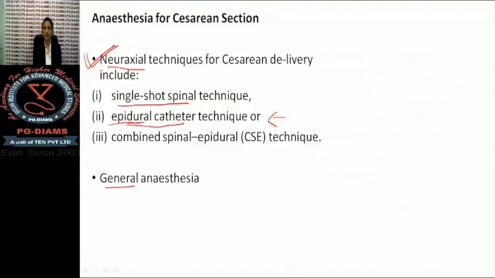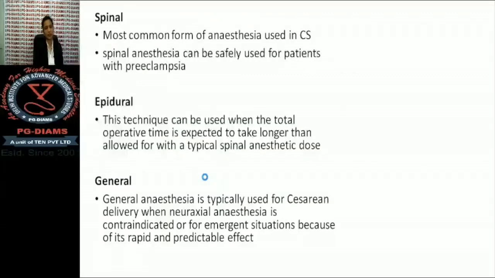For cesareans, what we prefer is spinal anesthesia. If an epidural is already in place for labor analgesia, you can extend it for use in cesarean section as well. Then combined spinal and epidural is also used in some cases. Then there's general anesthesia. The indications of using general anesthesia in cesarean sections are very specific. You cannot always use general anesthesia in cesarean sections.